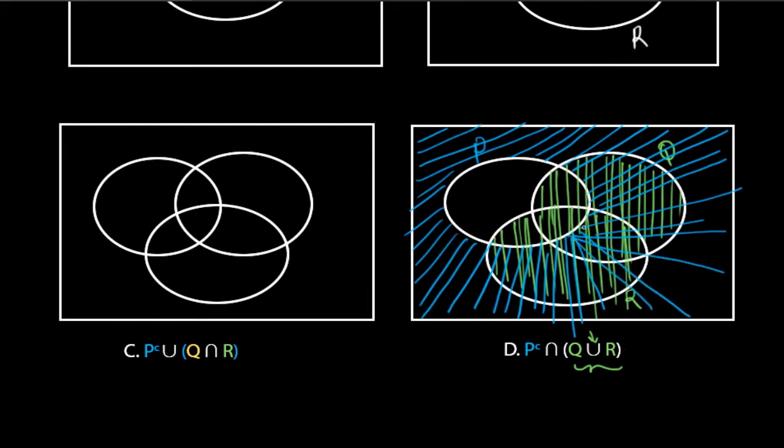So let's just sketch the whole thing out and then see the way the whole thing is. Yeah, so this is clearly P complement. Now we have P complement, we have Q union R. So we are told to find the intersection of the complement of P and the union of Q and R. So the intersection is just the side that contains the two colors.